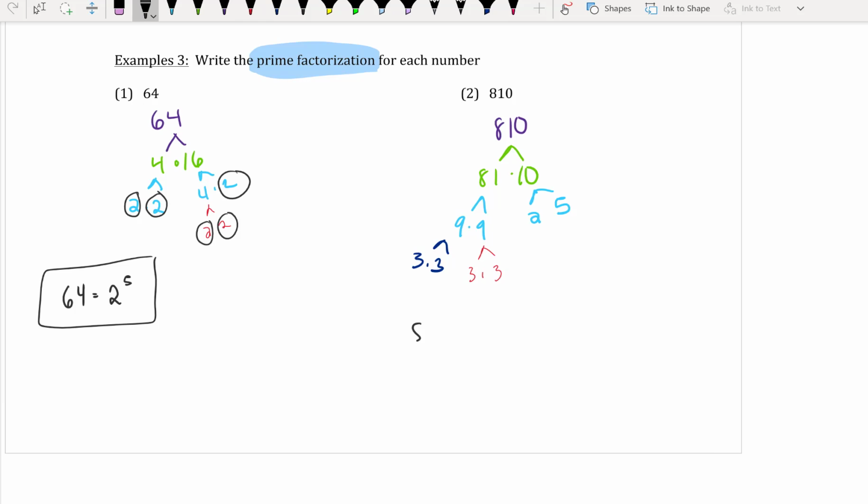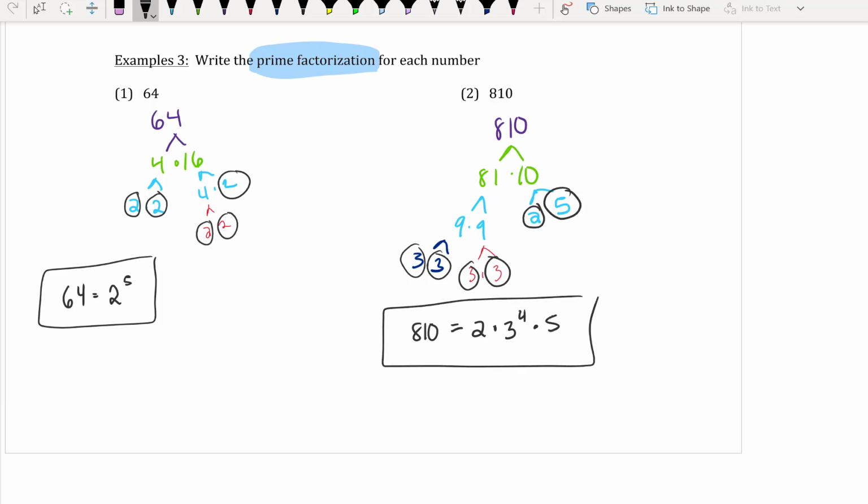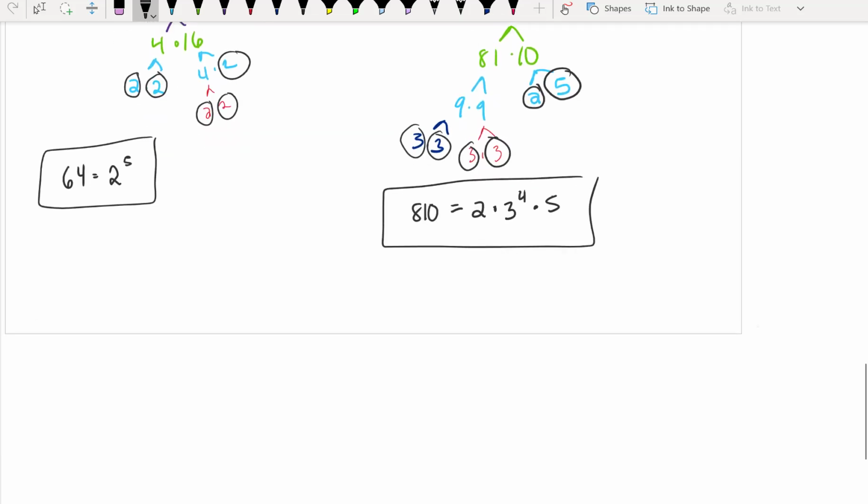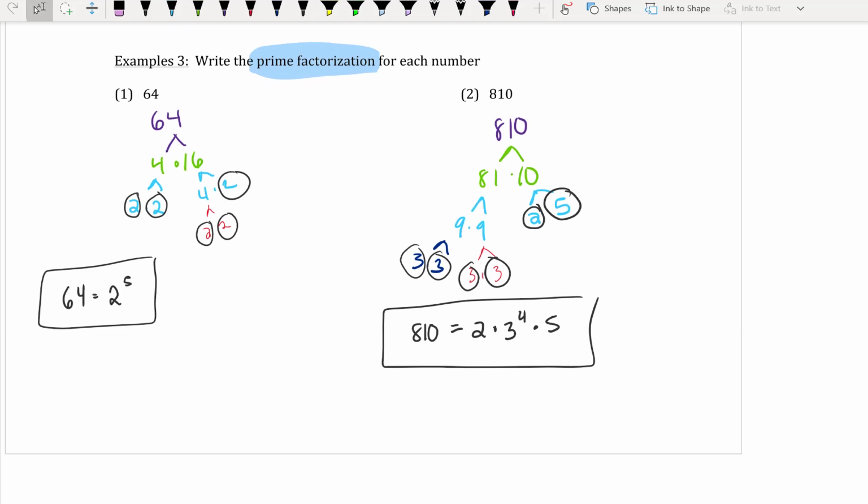So now I know that I have 810 and its prime factorization. Well, if I just go from smallest number to biggest number, I have one 2. That's it. And I have a bunch of 3's. Let's count how many 3's I have. Well, I have 1, 2, 3, 4. 3 to the 4th power. And I also have a 5. So now I know that the prime factorization of 810 is 2 times 3 to the 4th times 5. And that is the end of this section.